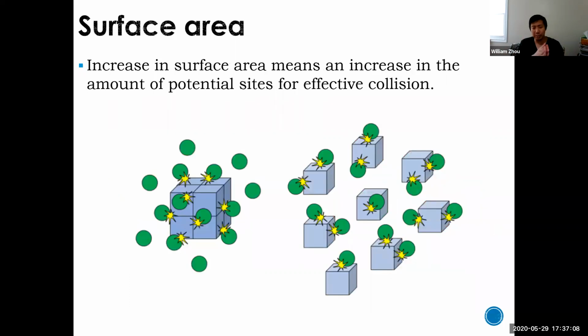All right, so the last one is surface area. I kind of mentioned this yesterday. If you have, let's say, a cube, you have 6 sides and you have low surface area. But if you chop up that cube, you now have many sides. You drastically increase your surface area. In order for a reaction to happen, they must collide, and you need surface for that. The more surface area you have, the more potential sites for effective collision. So if you have more area to collide, of course you're going to get more effective collisions. So that increases the rate of reaction.